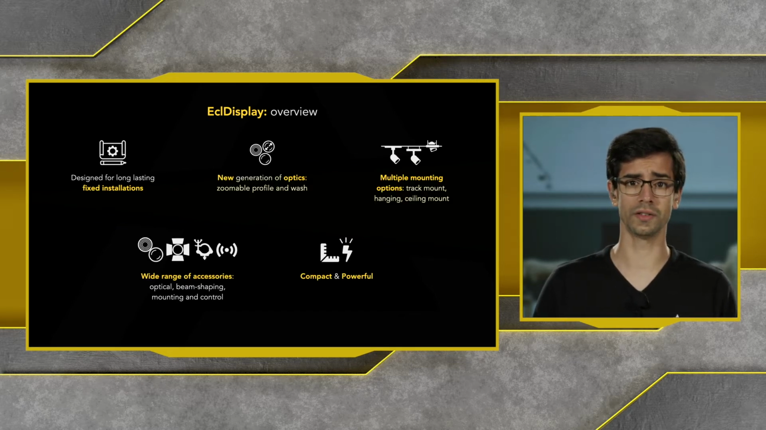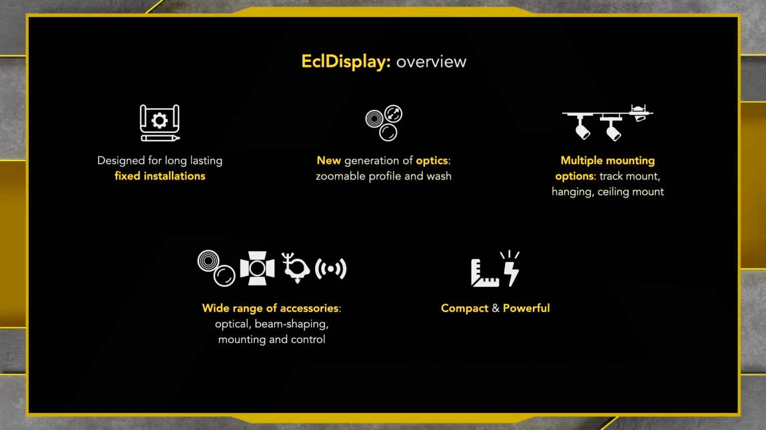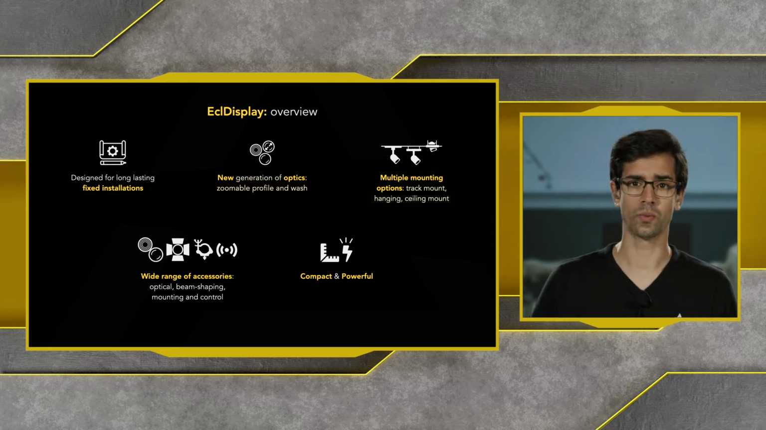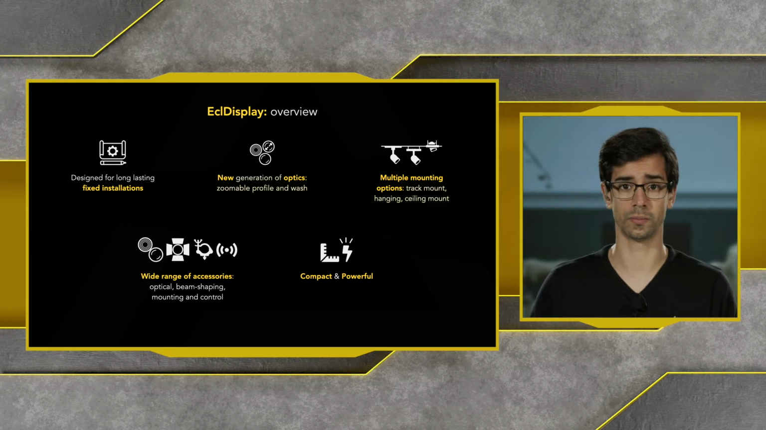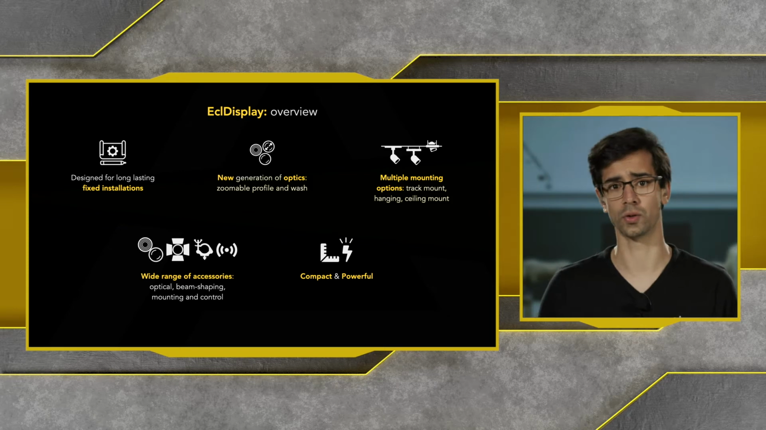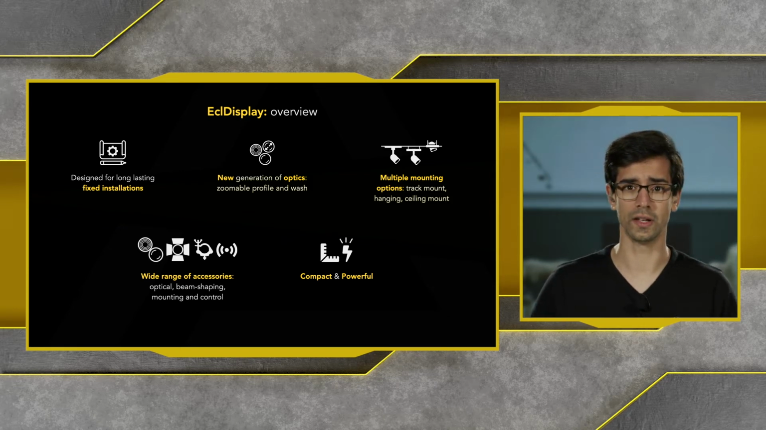These units are designed for long-lasting fixed installations and applications. We've built them with a new generation of optics, so a zoomable profile lens and 2 wash lenses. And we can also mount these units in several different ways, whether it's a track mount, hanging the units from a pipe or a truss, or ceiling mounts, using them as a recessed fixture. We have a wide range of accessories available, which we'll look at later in the presentation as well, from optical accessories, beam shaping accessories, and control accessories. So it can really fit your needs.